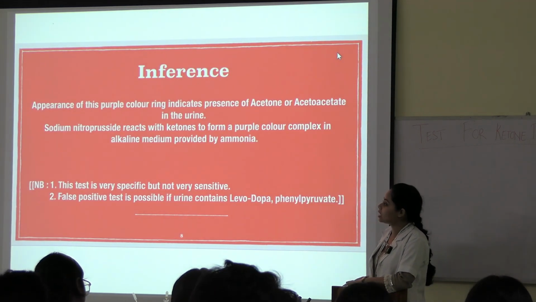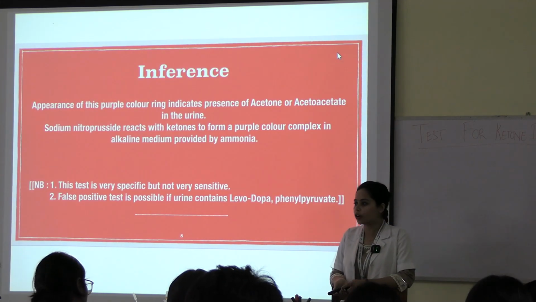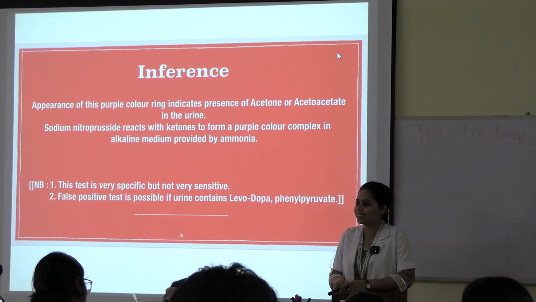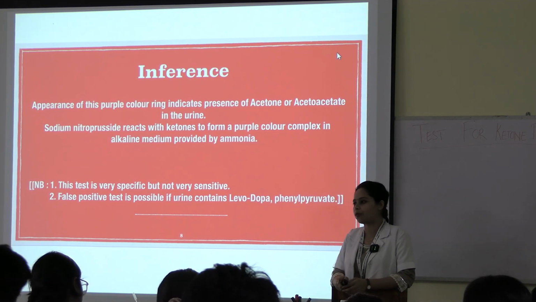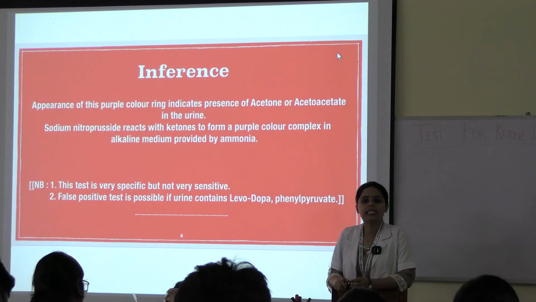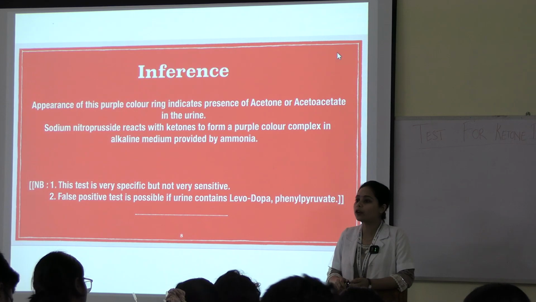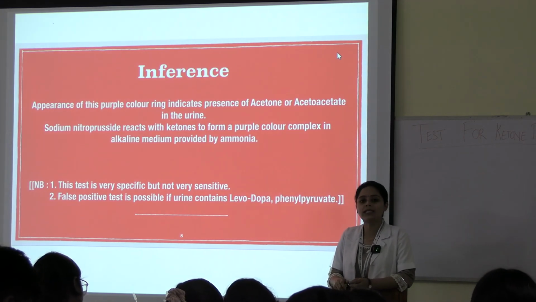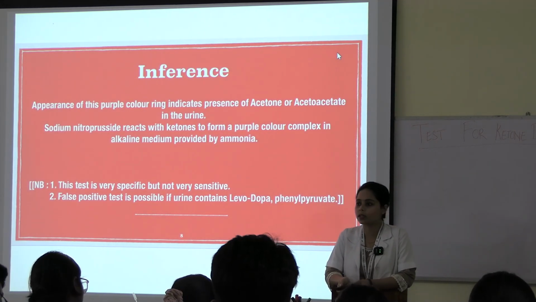Now this test is very specific but not very sensitive. Do you understand what it means? What do you understand by specific? Anything particular? It means this test is specific for ketone. Exactly. This test is specific for detection of ketone bodies. But it is not very sensitive; it has low sensitivity. What is the normal range of ketone bodies in a normal healthy person?